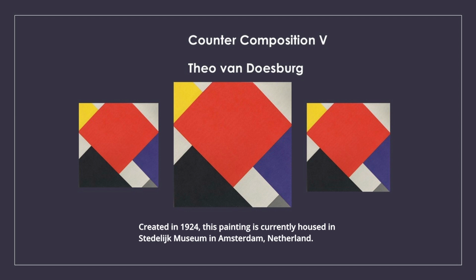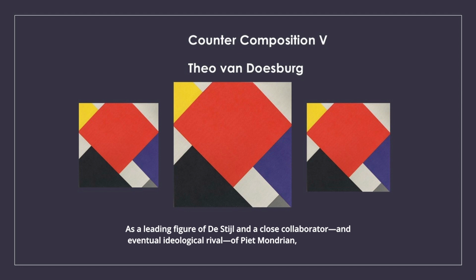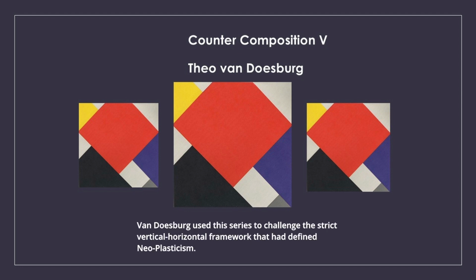Theo van Doesburg. Counter-Composition 5. Created in 1924, this painting is currently housed in Stedelijk Museum in Amsterdam, Netherlands. As a leading figure of De Stijl and a close collaborator, and eventual ideological rival, of Piet Mondrian, van Doesburg used this series to challenge the strict vertical-horizontal framework that had defined neoplasticism.